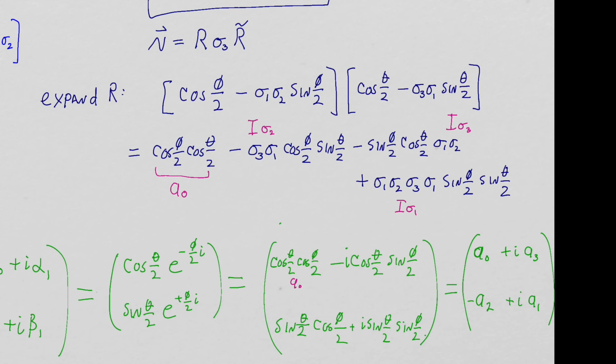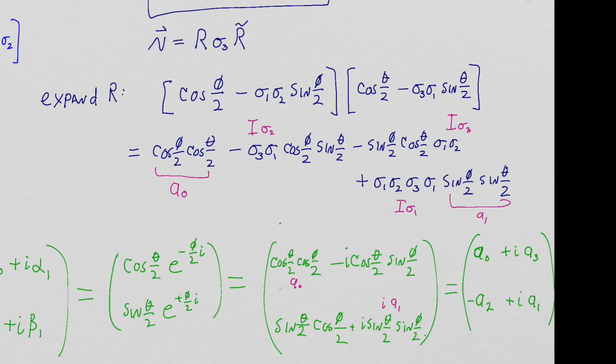And then we see, okay, let's look for the i sigma 1 term, which would represent a rotation around the sigma 1 axis. Sine phi over 2, sine theta over 2. Well, here's sine phi over 2, and here's sine theta over 2. But there's a factor of i here. So this guy we're going to call A1, and we'll call this i A1.